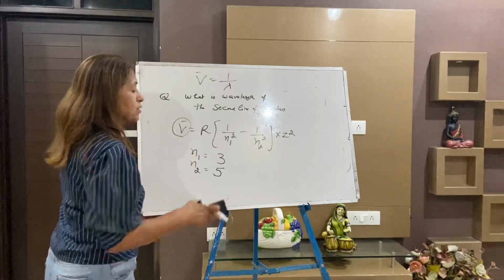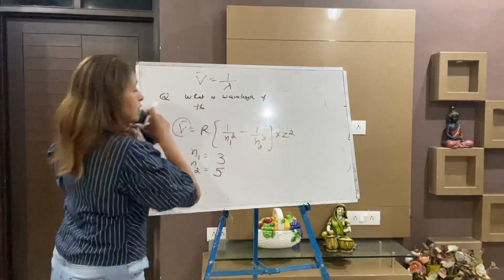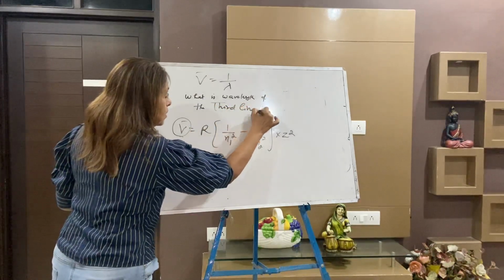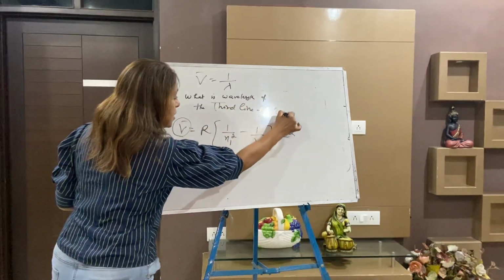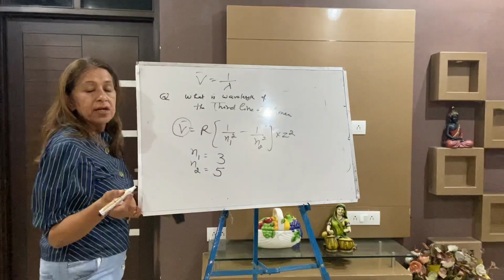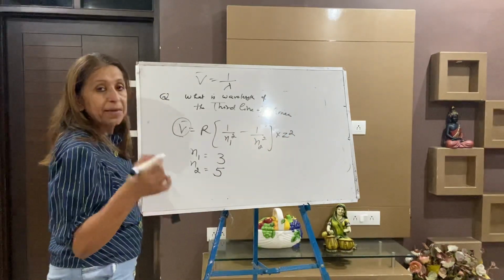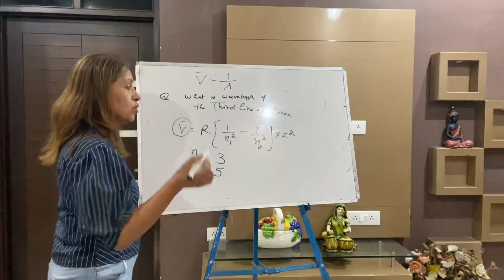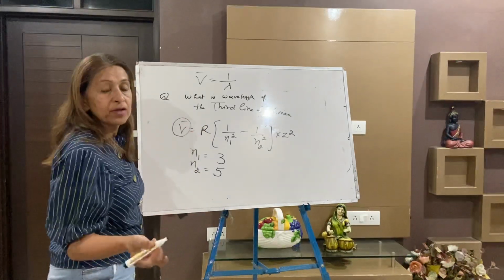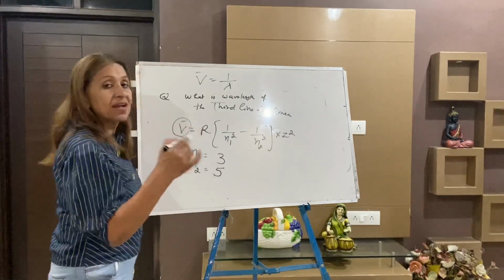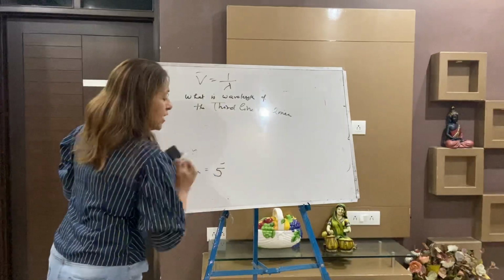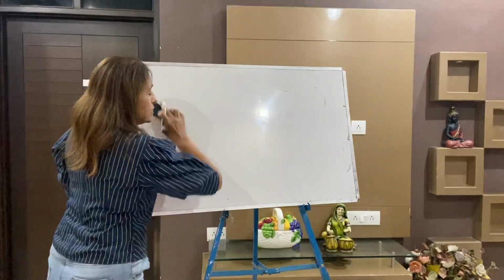If the question comes, what is the wavelength of the third line of the Balmer series? Third line of the Balmer series. So then you can write N1 is equal to 2, Lyman, Balmer. N1 is equal to 2 and N2 is equal to third plus 2, that is 5. It's your N1 plus line number. Your line number is third, that is 3, so that becomes 5. So in this way the numericals are there.